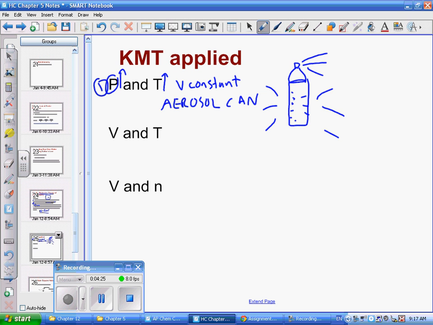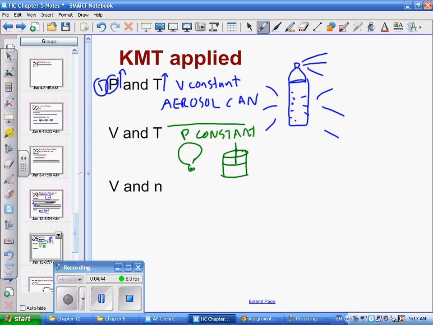Next, volume and temperature. We will talk about this, but we will keep pressure constant in this case. So this might be a balloon, or it could be a piston.